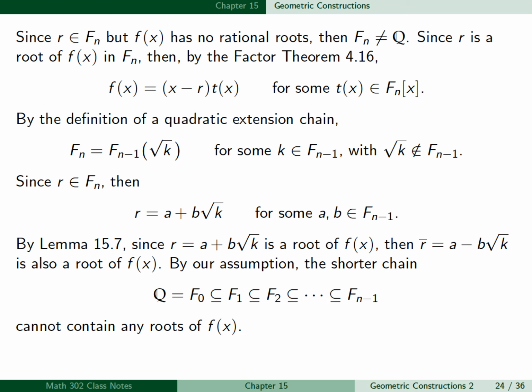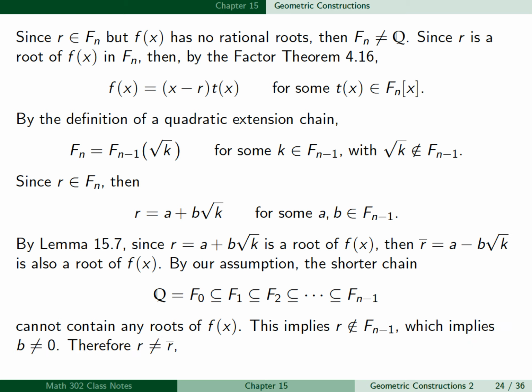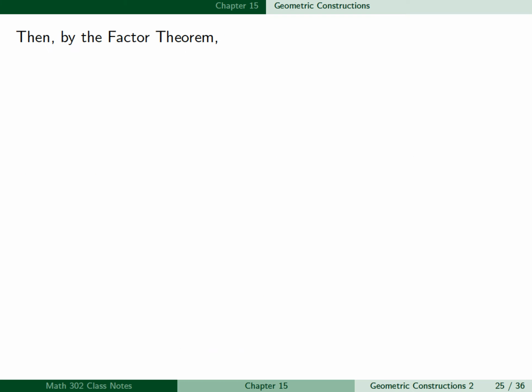And by our assumption, the shorter chain, Q equal F_0 contained in F_1, contained in F_2, all the way down to F_{n-1}, cannot contain any roots of f of x. We assume that our chain was already the shortest chain containing any roots of f of x, so if we take a shorter chain, it cannot contain any roots of f of x. So this implies that r cannot belong to F_{n-1}, which implies that b is not equal to 0. Therefore, r is not equal to r bar, so r bar must also be a root of f of x in F_n.